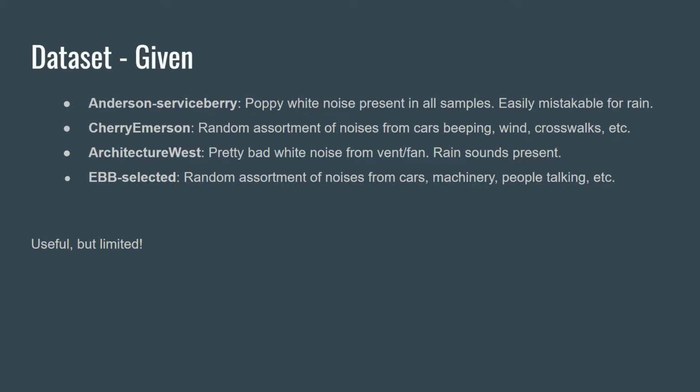We were given several different data sets of sound samples collected from around Georgia Tech campus. Some of these could prove useful for training our SVM, but some others could also become problems for testing it. For example, the Anderson-Serviceberry dataset has white noise that sounds alarmingly similar to rain. Even me, an actual human listening to the audio samples, couldn't tell if what I was listening to was white noise or rain. Some others, like Architecture West, have significant noise present, or what sounds like either a vent or a fan.